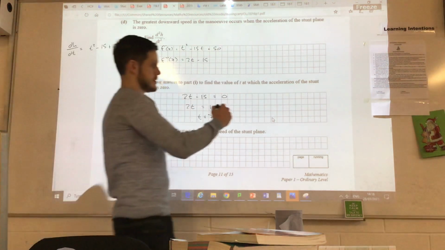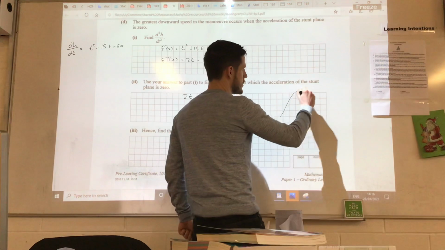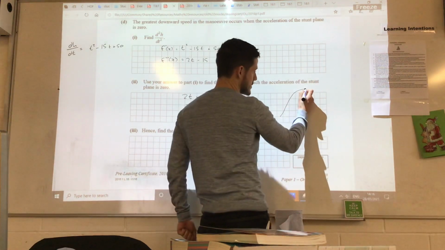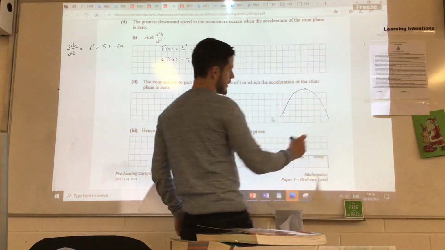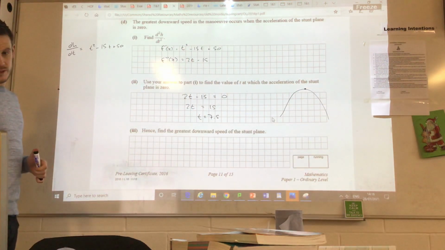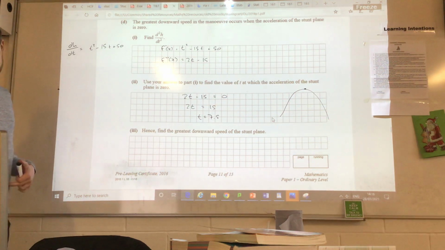So the stunt plane is going up and up and up. It hits this top point here where everything goes to 0. It stops effectively for a split second and then goes down, down, and down again. And finally, it says to find the greatest downward speed of the stunt plane.